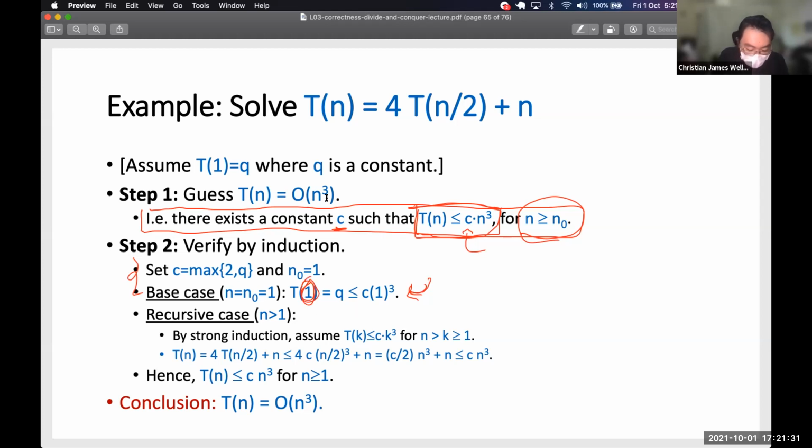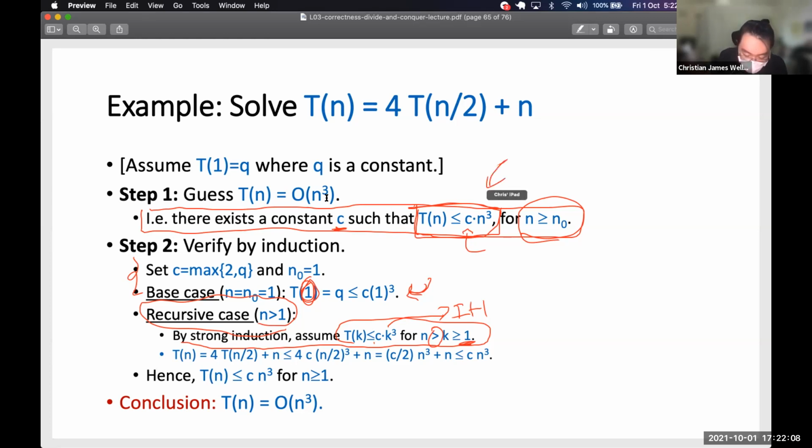Okay, the recursive case, meaning for n more than 1 onwards, what you do is this: this is the strong induction hypothesis. It says that for some value of k, by strong induction, assume that for all values greater than 1 but strictly less than n, it already holds that T(k) is less than or equal to c times k cubed, which is what we want to prove over here.